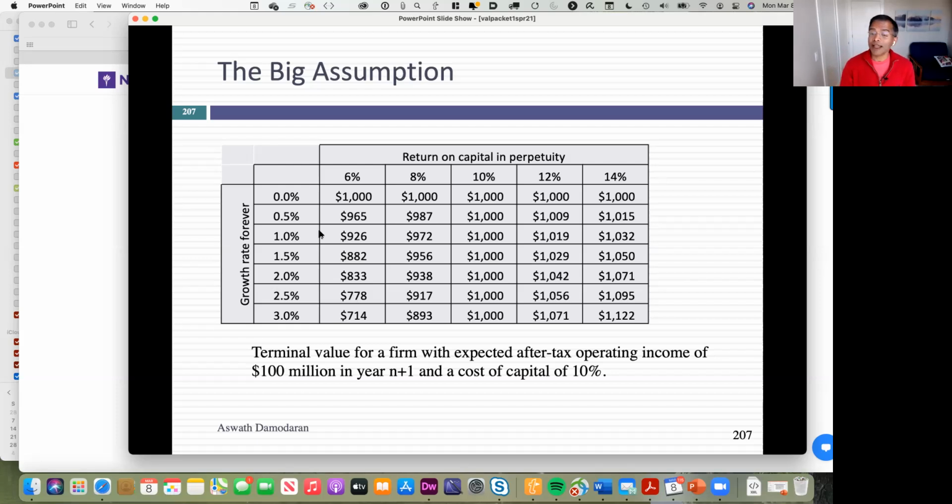If this firm actually earns less than the cost of capital, some badly managed firms do, increasing my growth rate will actually reduce my terminal value. So the next time somebody tells you that terminal value equation, just play with the growth rate, they're missing the point. It's not growth that you should be worrying about. It's the return on capital you're assuming with that growth that drives the terminal value.